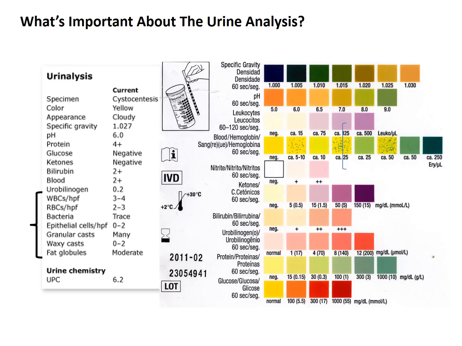So the dipstick is the macroscopic UA, and on the left you can see a report of a macroscopic UA, where some of it is given to you as an actual number and some of it gives you a result more in terms of positive or negative.